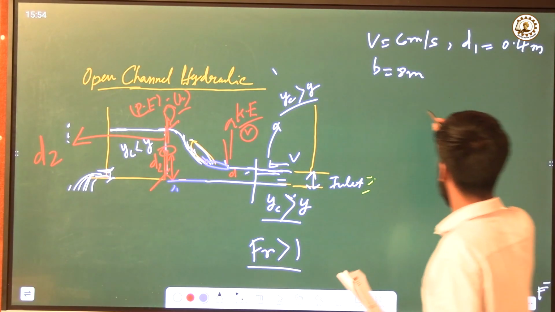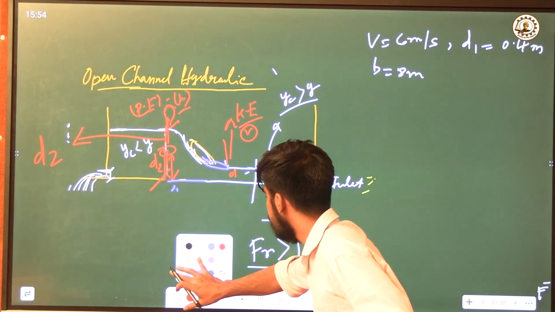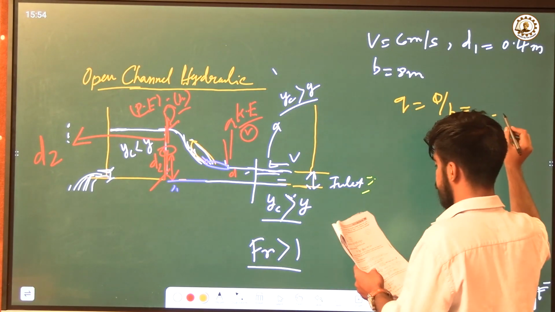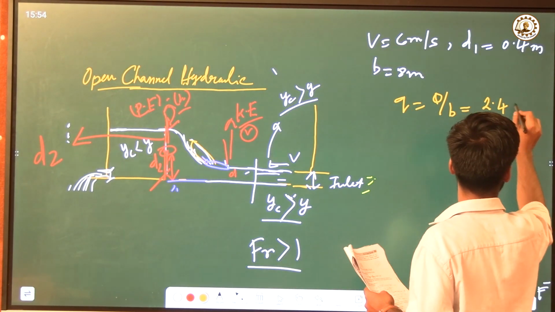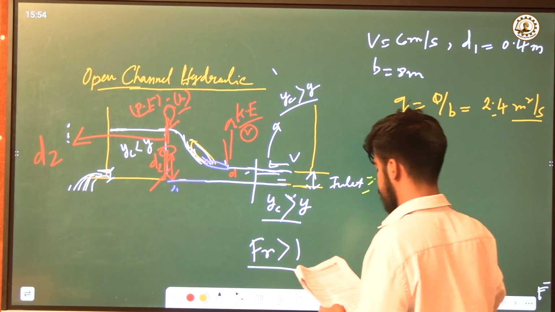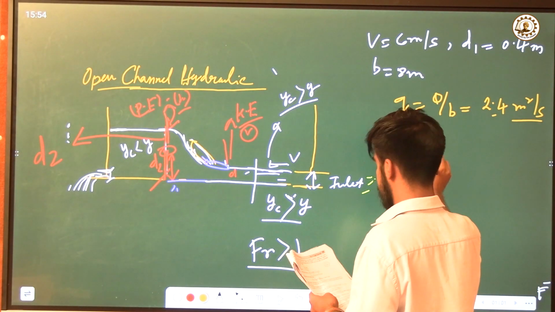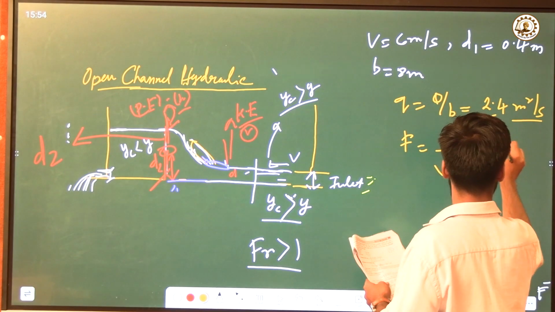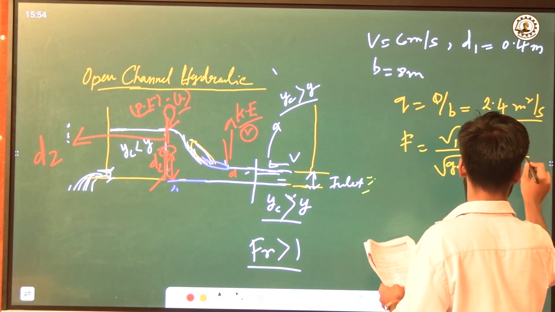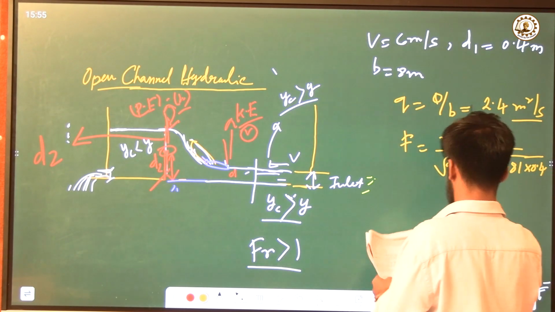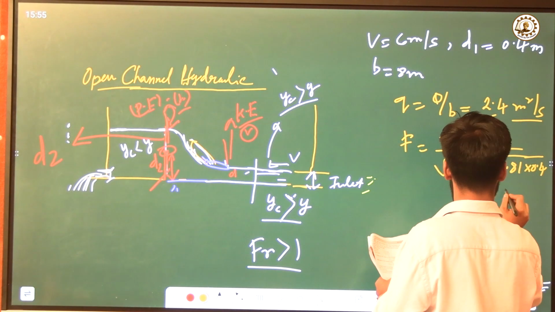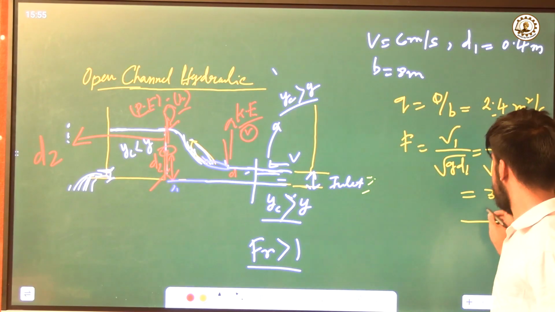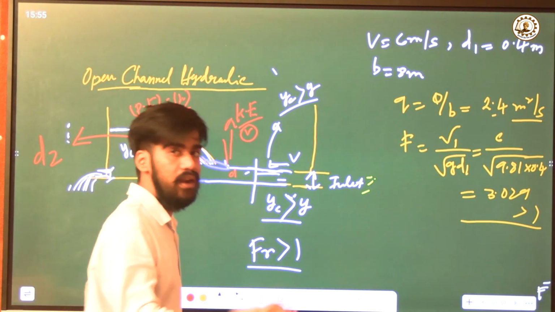Now let's see our unit discharge. q is Q by B, which is 2.4 meters squared per second. Then our Froude number is V1 by root over gD1. We can put the values 6 over root of 9.81 into 0.4, which is 3.029. Now this is certainly bigger than 1, so we can say that the hydraulic jump will happen.